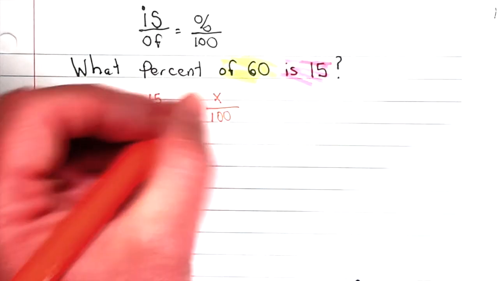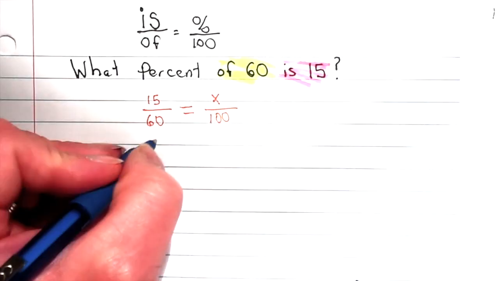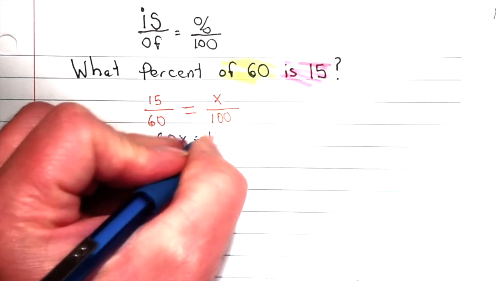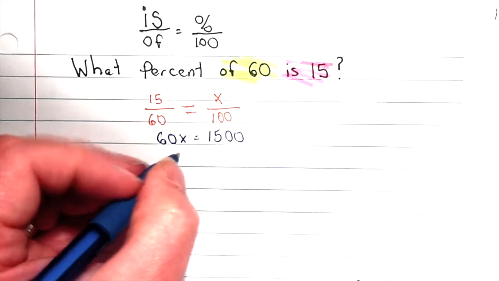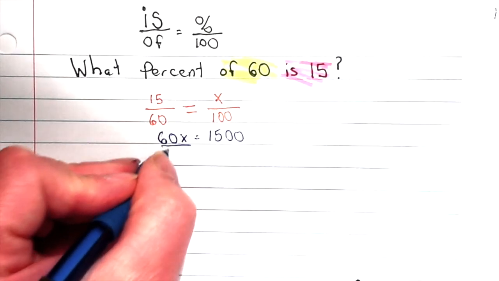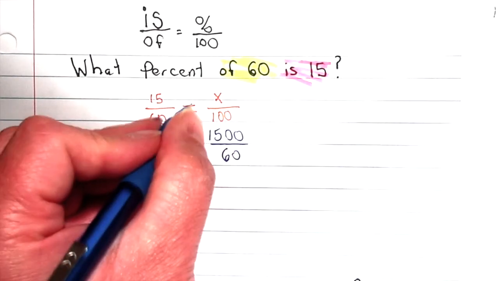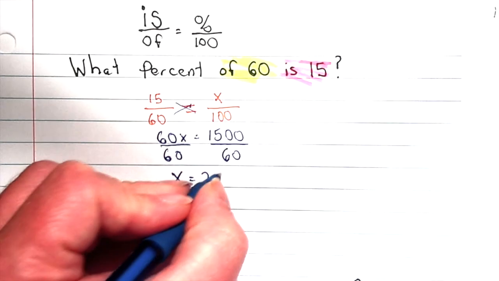So now what I need to do is cross multiply. I go 60x equals 1,500. Then what I want to do is divide by that 60. X equals 25%.